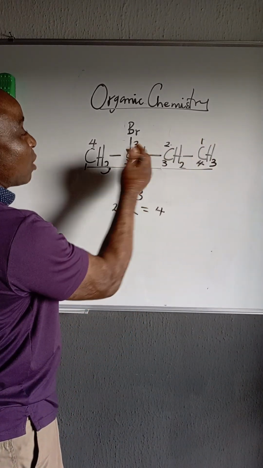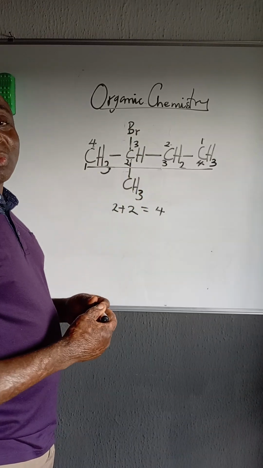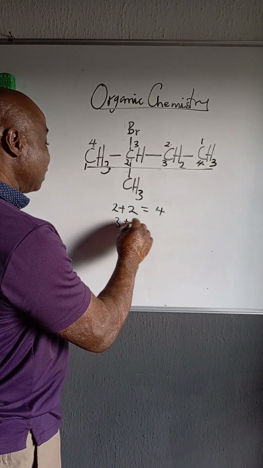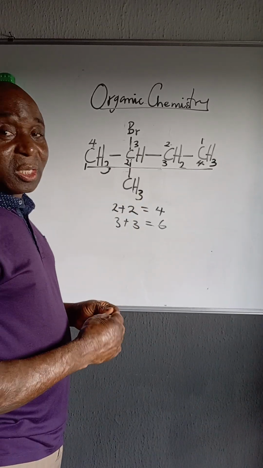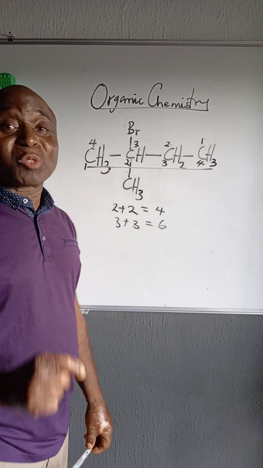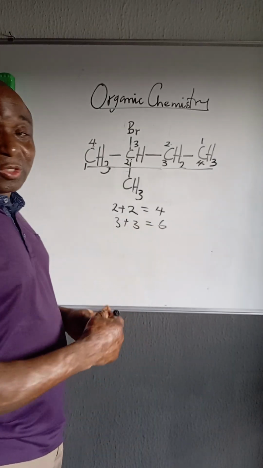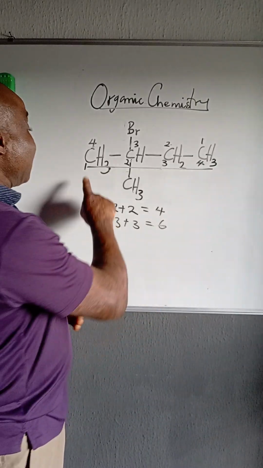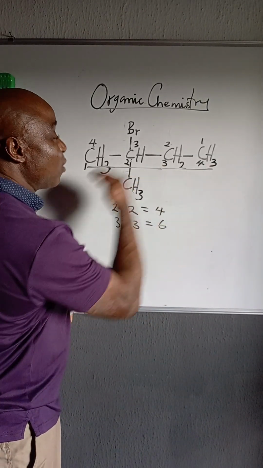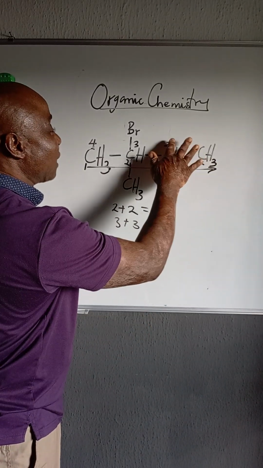If we count this way, we discover that the third carbon atom bears both branches too. Then we have 3 plus 3 equals 6. Remember, 3 plus 3 because we have 2 branches. The rule says the lowest sum must be chosen. 4 and 6, which is lower? 4, of course. That means the proper way or direction to name this compound is this direction and not this direction. So we are free to remove these numbers.